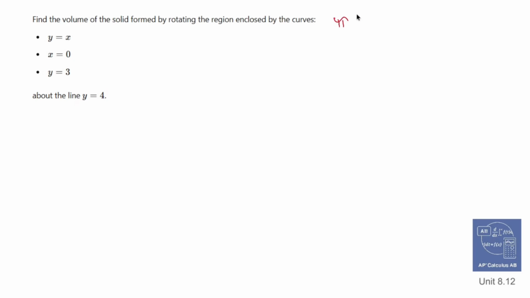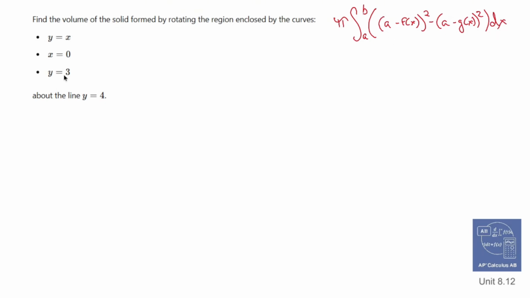The equation for that is pi times the integral from a to b of whatever line you're rotating it about minus the upper equation, close that, square that, minus whatever line you're rotating it about minus the lower equation, close it, square it, dx.